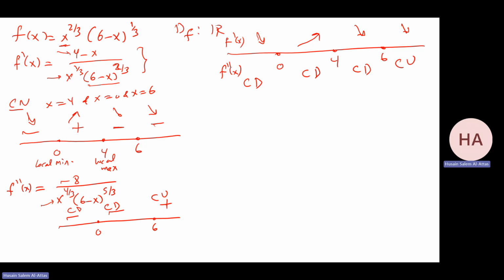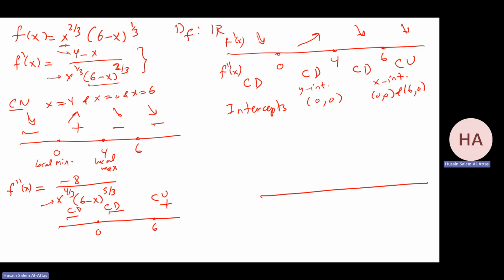Okay, now I'll graph the function. Now we'll try to graph the function according to this. What are the intercepts? Very clear, the intercepts. I have (0, 0). This is the y-intercept. And for the x-intercept, I have (0, 0) and (6, 0). So for the x-axis, I know I have (0, 0) and (6, 0).